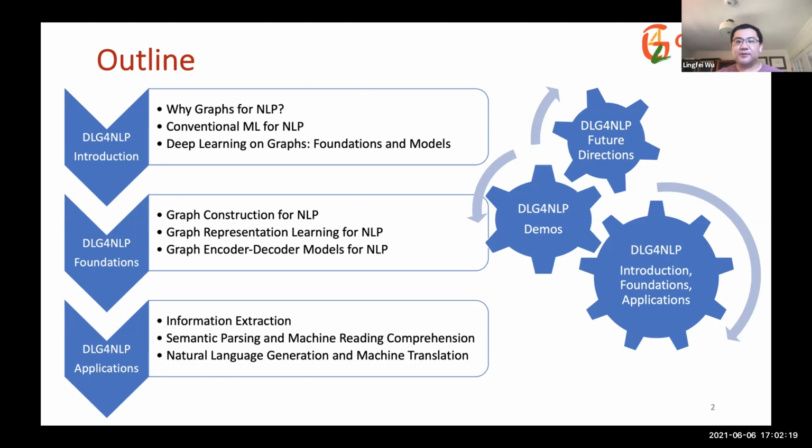We have selected 5 representative applications: information extraction, for example, semantic parsing, machine reading comprehension, natural language generation, and machine translation. After that, we will also have a demonstration part, where we will introduce our new graph for NLP library that is designed for easy use of graph neural nets for NLP. And you will learn how to use this library through our demo. And then finally, we will present the future directions for this exciting area and conclude this tutorial.